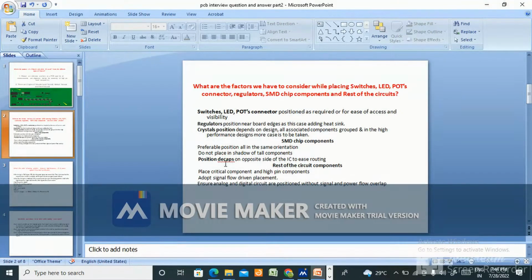Okay, position decaps on the opposite side of the IC to ease routing. Suppose the IC is on top, then we can place the decap on the bottom near to that pin only. Okay, for the rest of the circuit components, place critical components and high pin components, and then adopt signal flow driven placement. Ensure analog and digital circuits are positioned without signal and power flow overlap. So you can go through this answer.